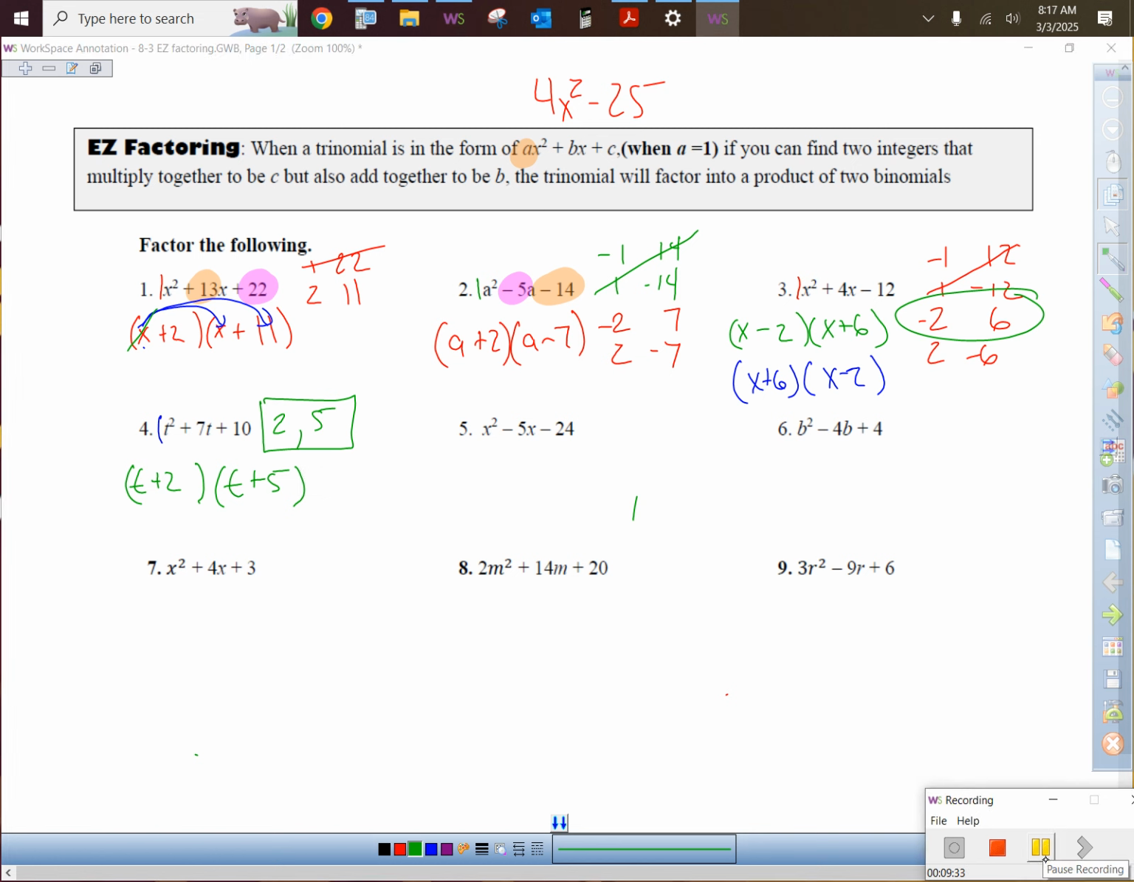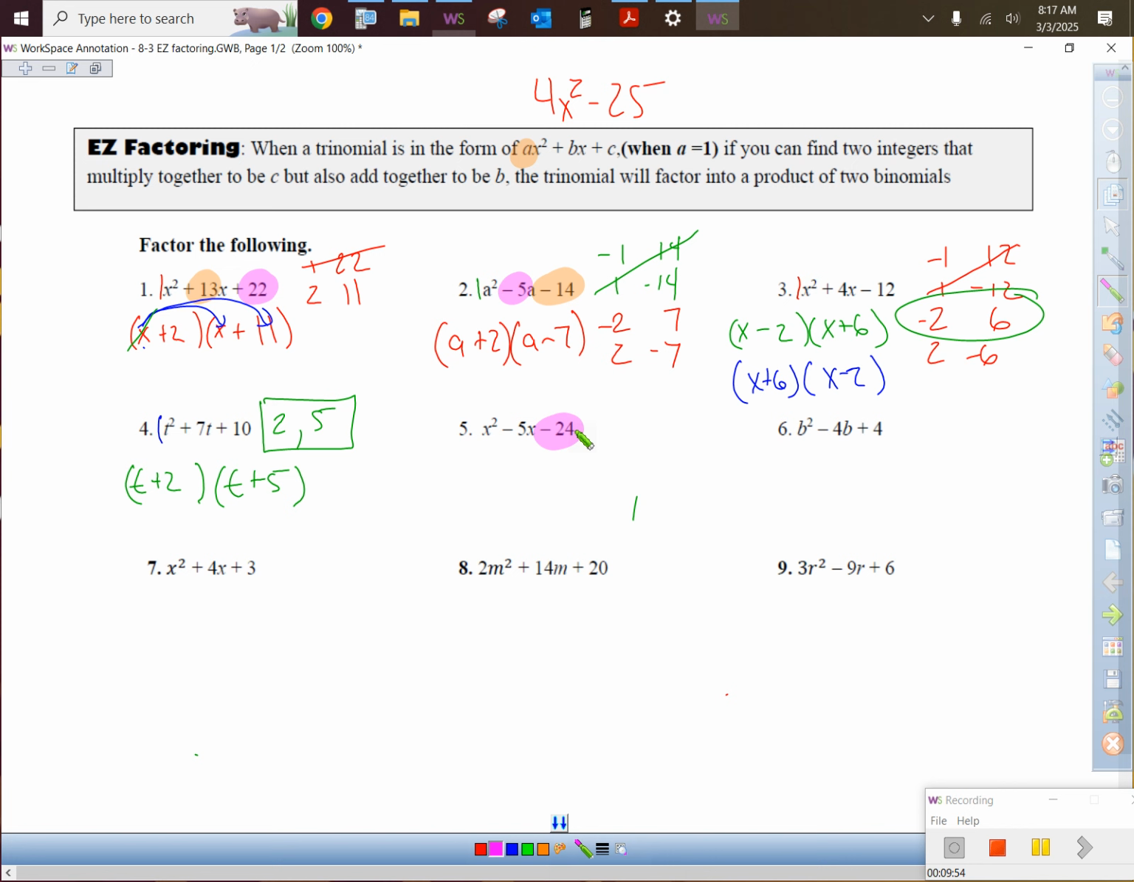The answer is because the a value of this quadratic expression is how much? 1. That's the only time we get to do it, right? If the a value is 1. So we're trying to find 2 numbers that multiply together to be negative 24. Think about their signs. Both positive, both negative, or one negative, if they have to multiply together to be a negative 24. You tell me. 1 negative, work on it.